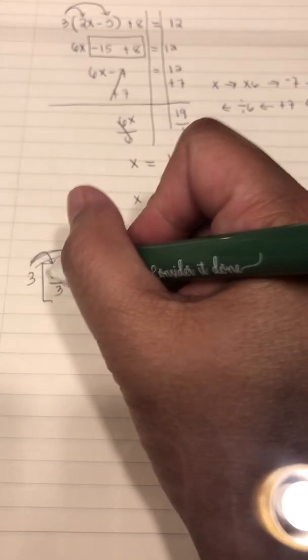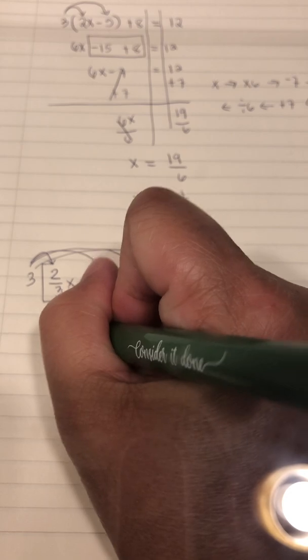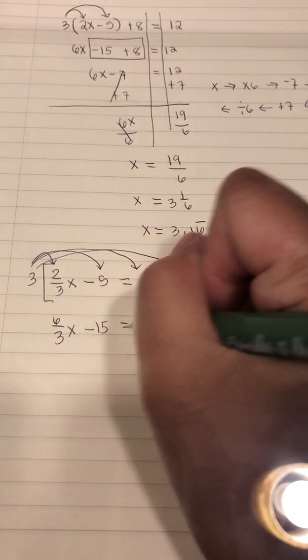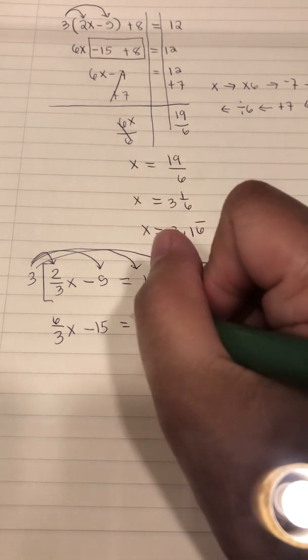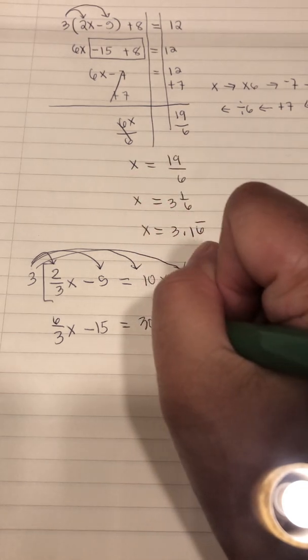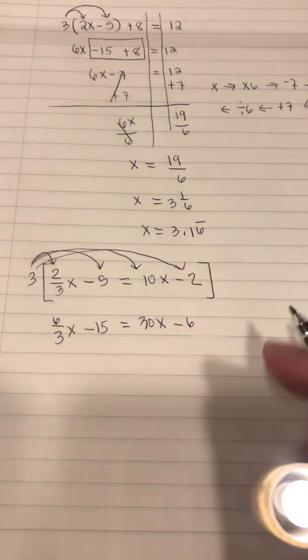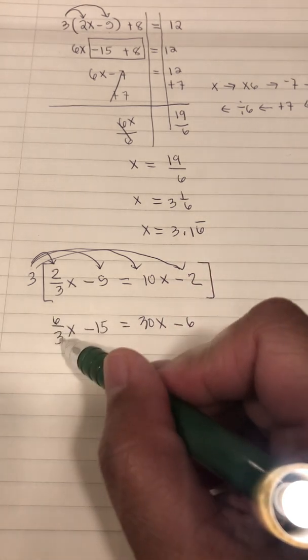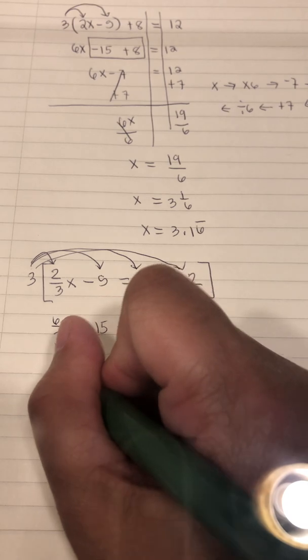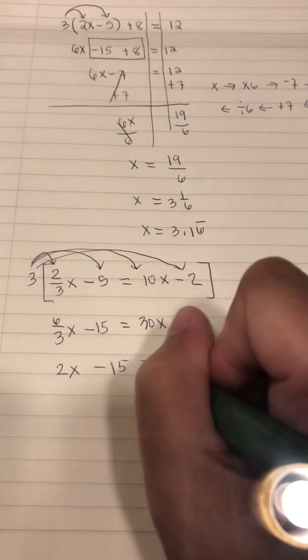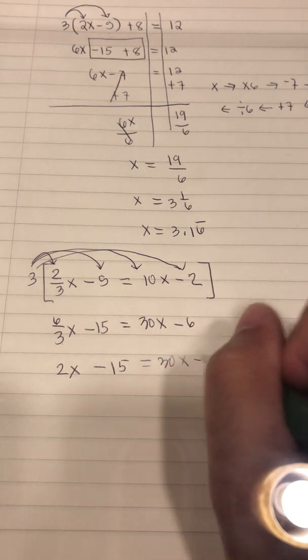All right, so now this is 6 over 3x. 3 times negative 5 is negative 15. 3 times 10x is 30x. Now 3 times negative 2 is negative 6. Now simplify your fractions. 6 divided by 3 is 2. Now x minus 15 equals 30x minus 6.